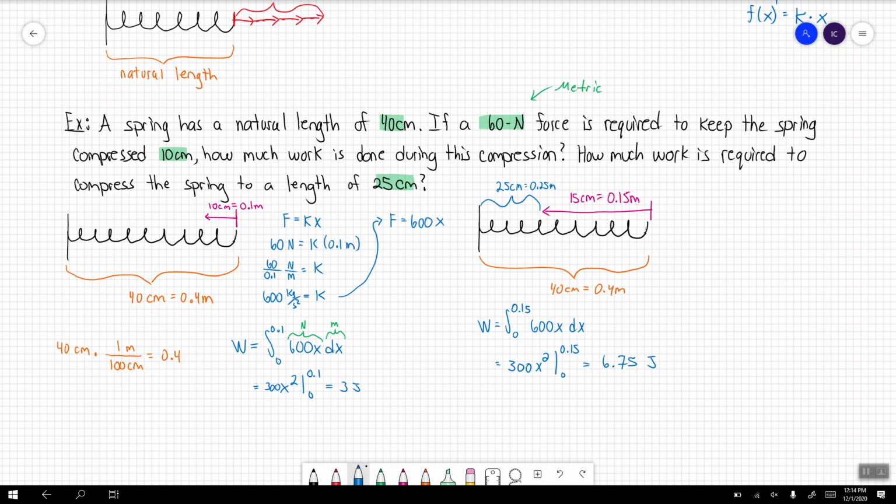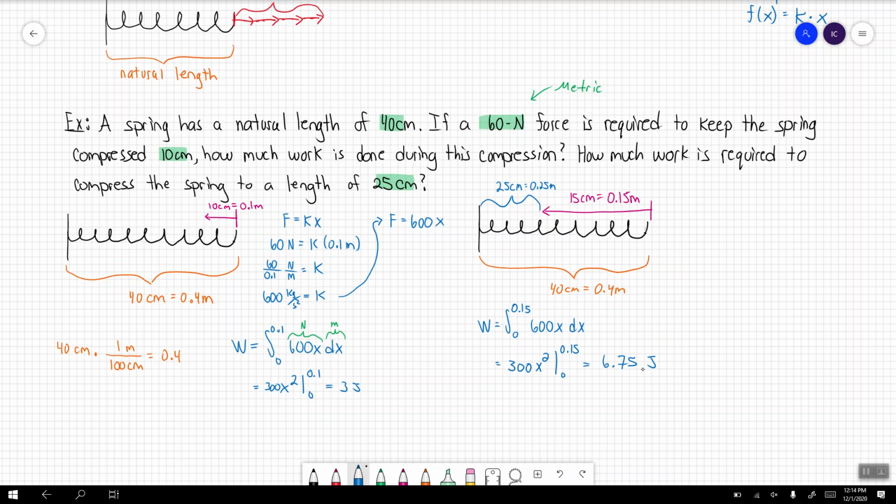So how much work is being done to compress the initial spring by 10 centimeters? Well, that work is 3 joules. The second question is how much work is required to compress a spring to a length of 25 centimeters? Well, that work is 6.75 joules.